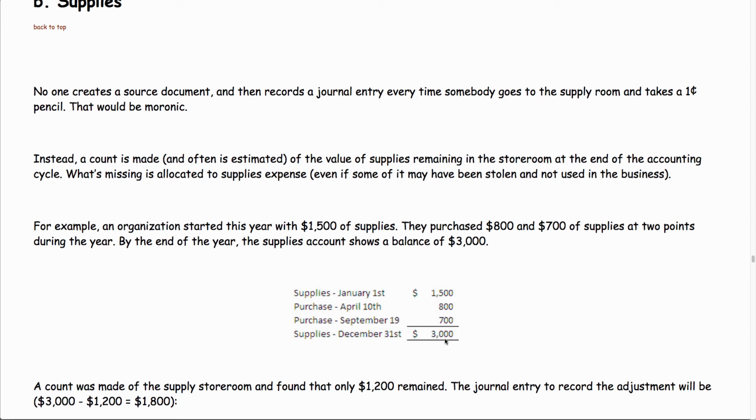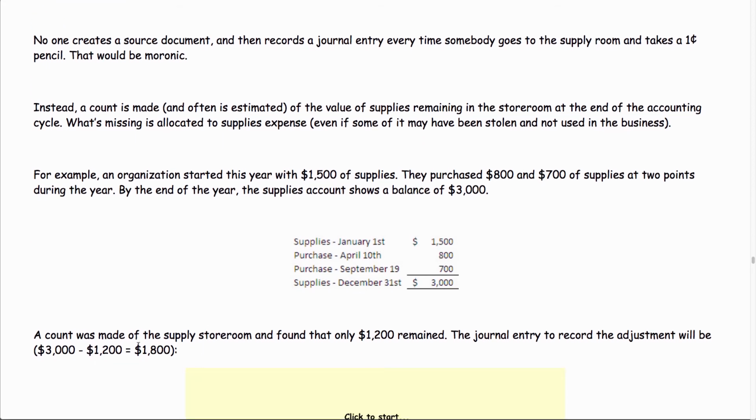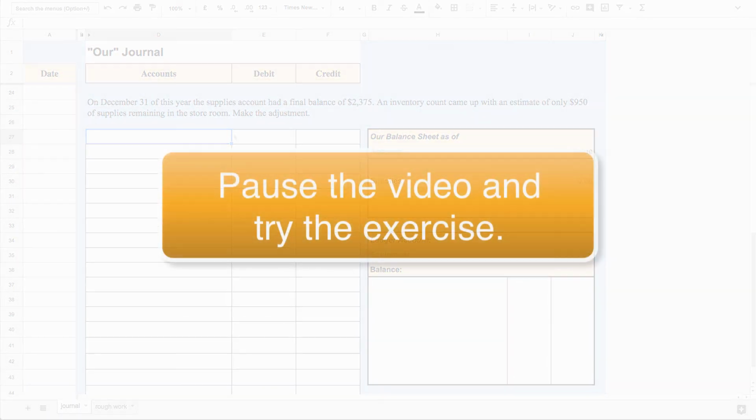So in the example right here, it says they have $1,200 left, then you have to make sure there's $1,200 left in the account, which means the expense is going to be $1,800. $1,800's been used up over the course of the year based on what should be in there. So when you go to do the adjustment, $3,000 will actually be in the supplies account, but your inventory account will show you only have $1,200. And so you need to bring it down from $3,000 to $1,200 with an expense of $1,800. That's it. That's really all there is to it.